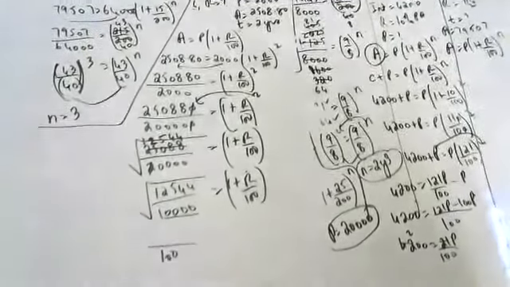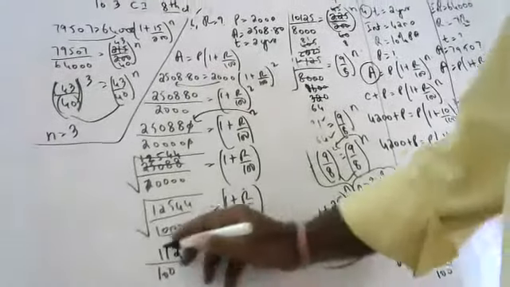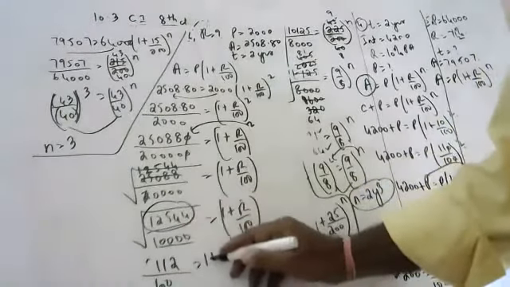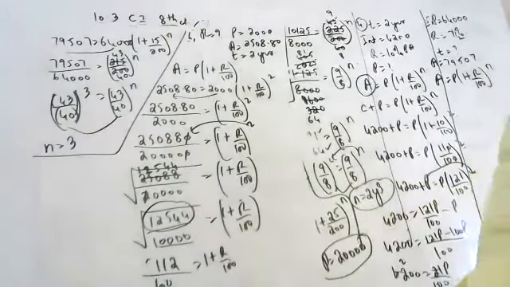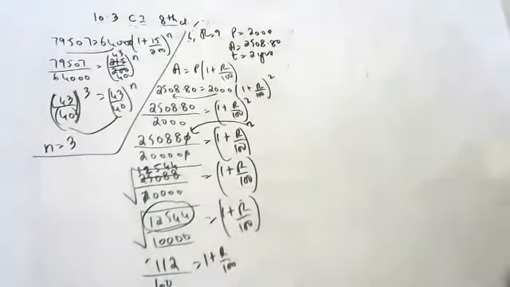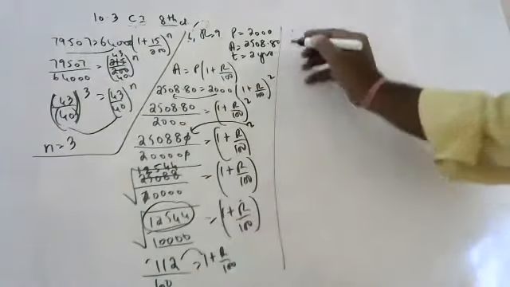112 into 112 is 12,544. So the square root of 12,544 is 112, which is 1 plus R by 100. Now what happens, children? Children, you should be perfect with these things. If not, in the exam you will waste so much time doing these sums. So 1 will come here.